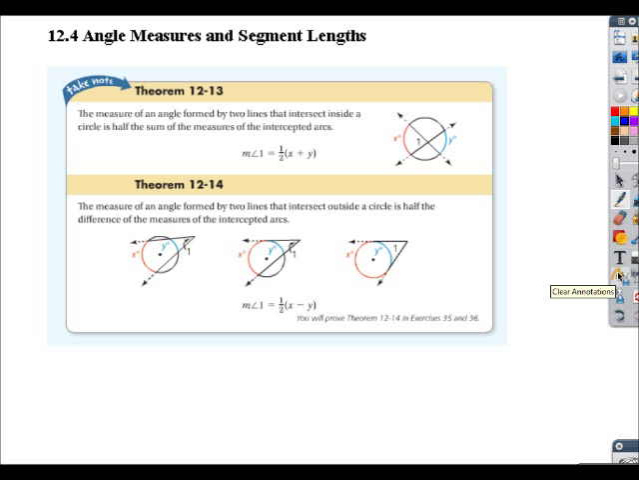Now, if they intersect on the outside of the circle, like these three do down here, then we subtract the larger arc minus the smaller arc and then divide by 2. So again, if they intersect inside, we add and divide by 2. If they intersect outside, we subtract and divide by 2.